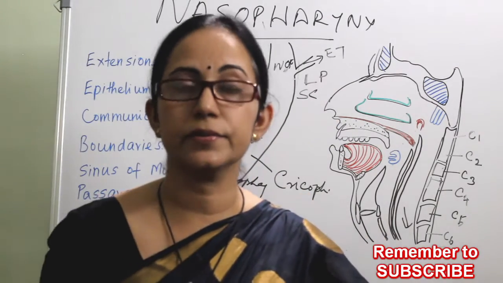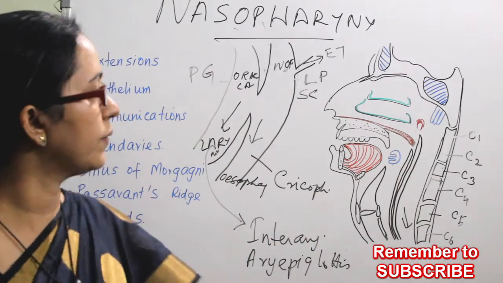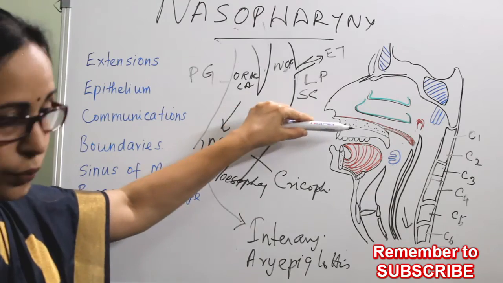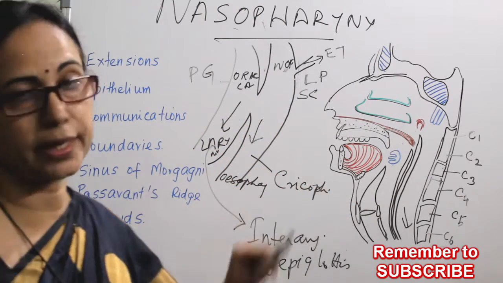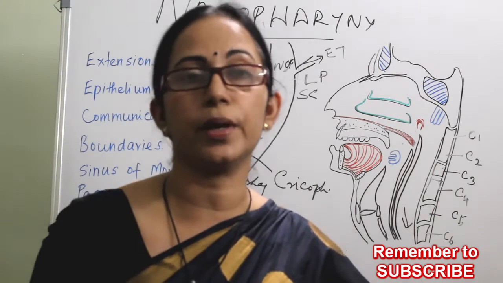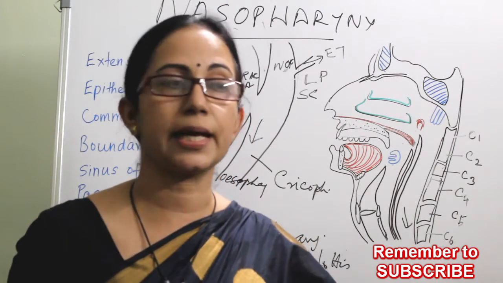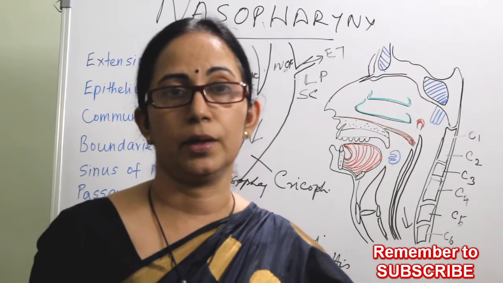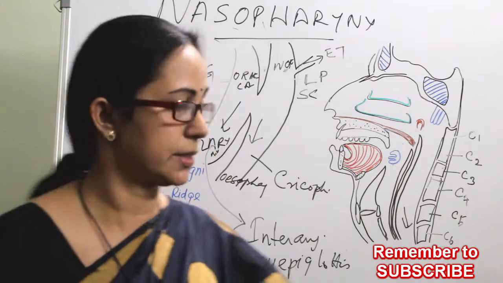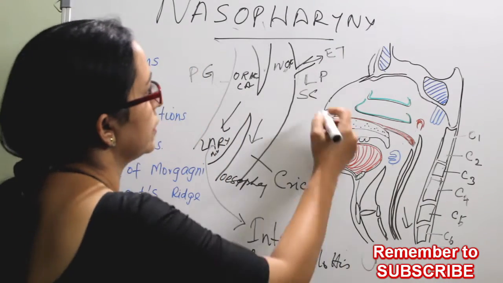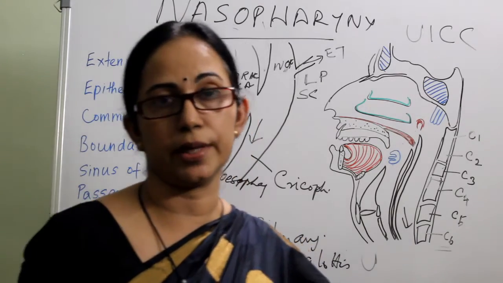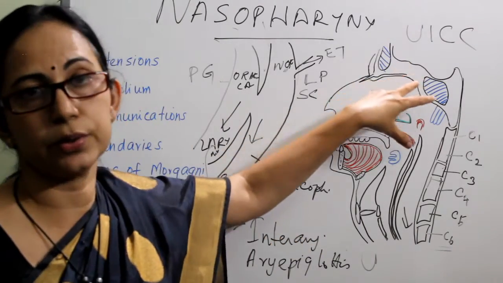So what are the divisions of pharynx? We divide that into nasopharynx, oropharynx, laryngopharynx and hypopharynx. Actually these are not the true anatomical divisions, but this is as per the TNM system used for the staging of cancer by the UICC classification. Today's class is on nasopharynx, so we will concentrate on this area.